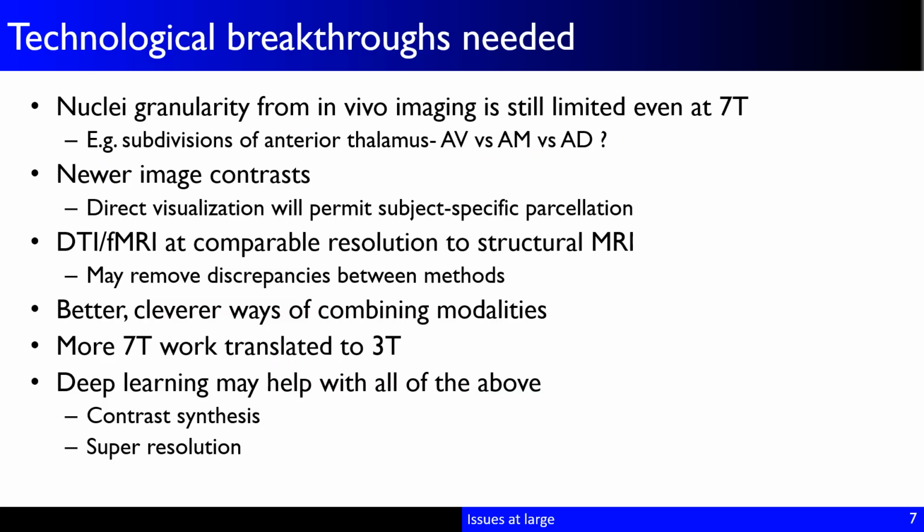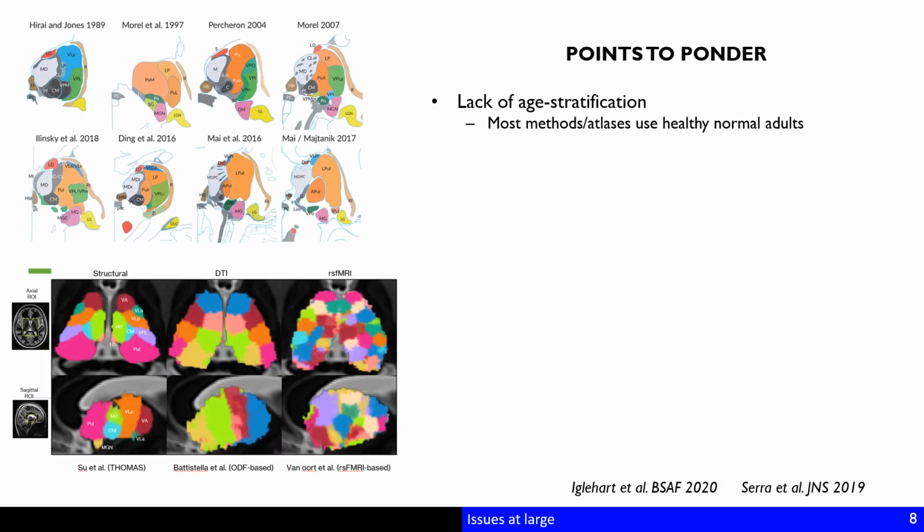I want to talk a little bit about the technological breakthroughs needed. Nuclei granularity from in vivo imaging is still limited, even at 7T. We'd like to see subdivisions of the anterior thalamus. Newer image contrast, such as direct visualization, will permit subject-specific parcellation. DTI and fMRI at comparable resolution to structural MRI could remove discrepancies between methods. And finally, it'd be nice to have better, cleverer ways of combining modalities. And deep learning could help with all of the above using either contrast or super resolution.